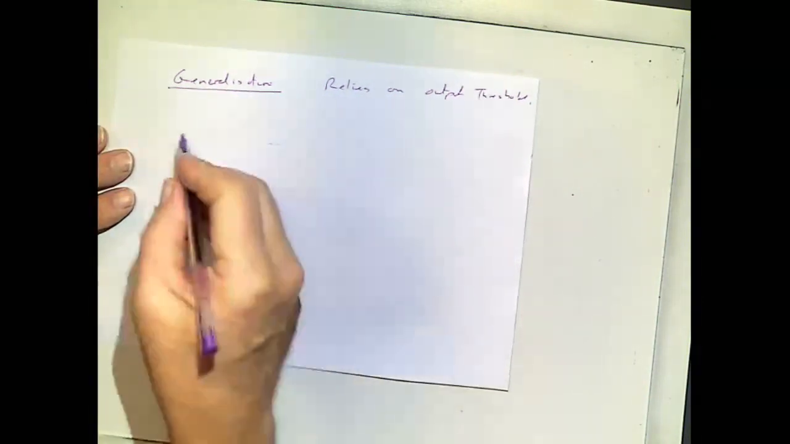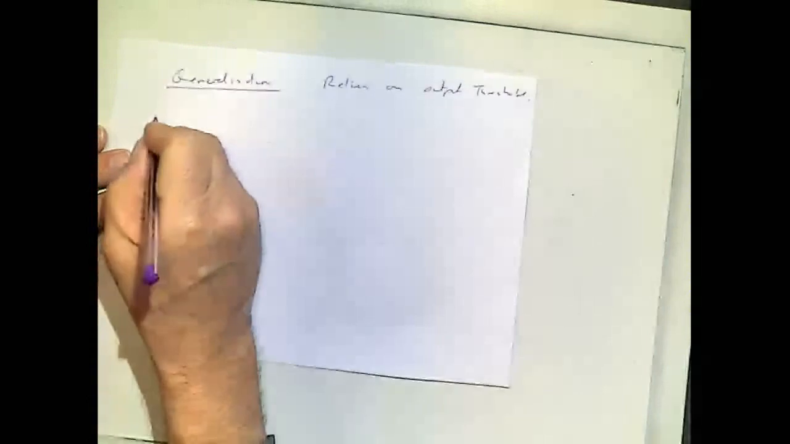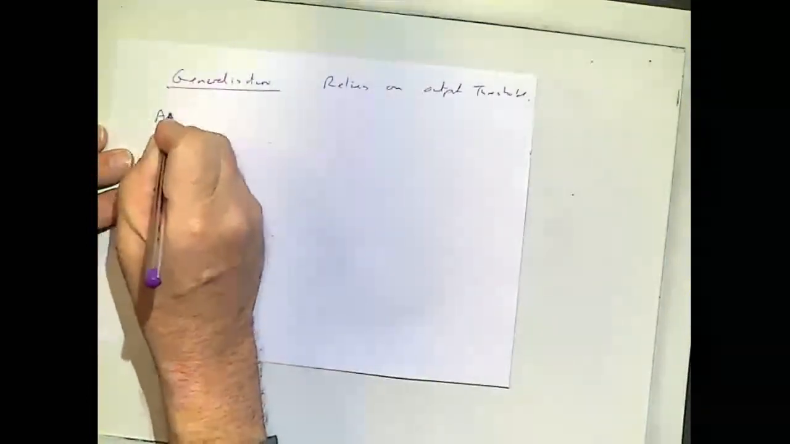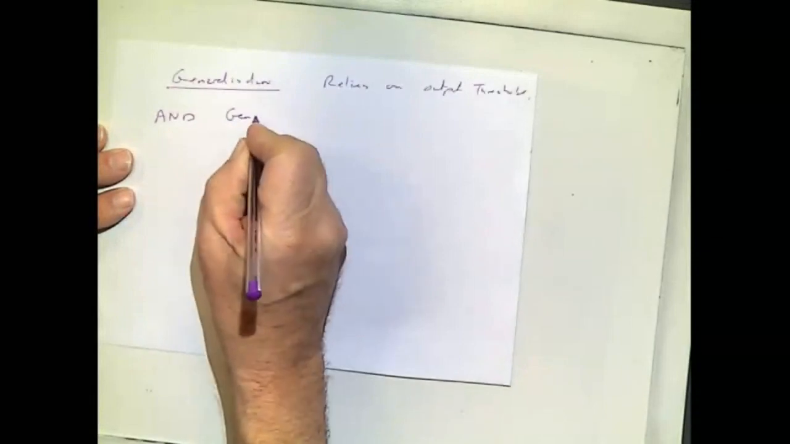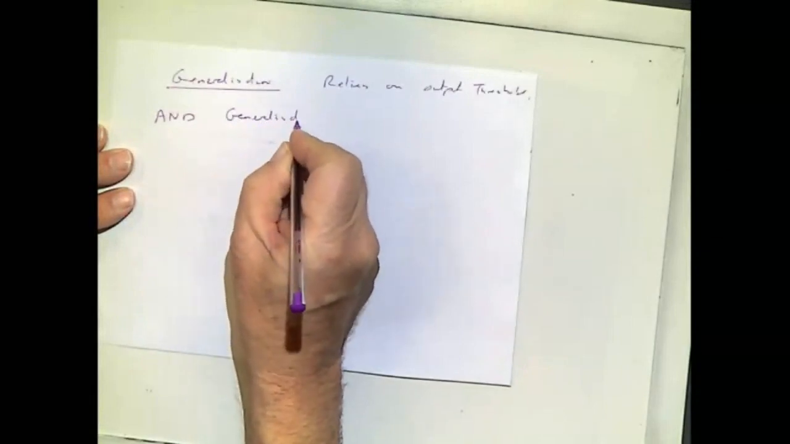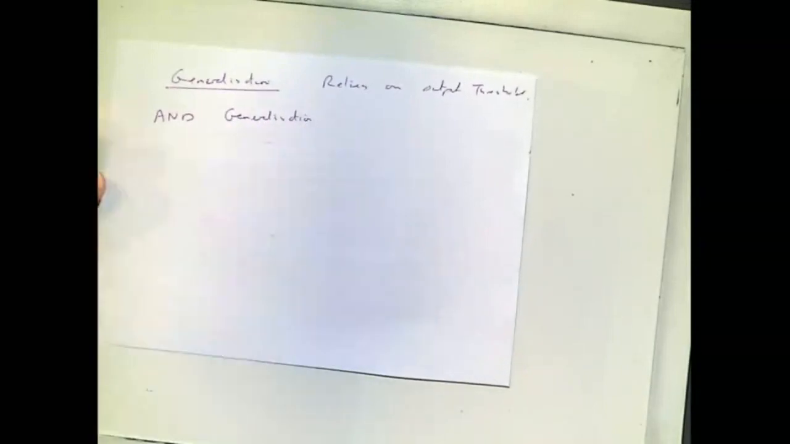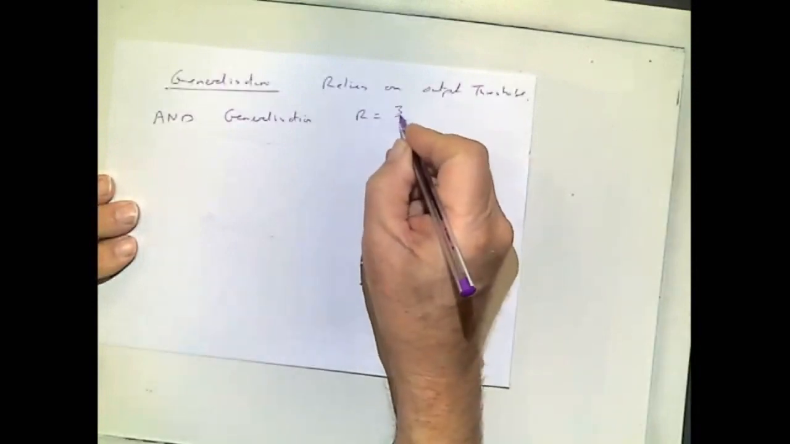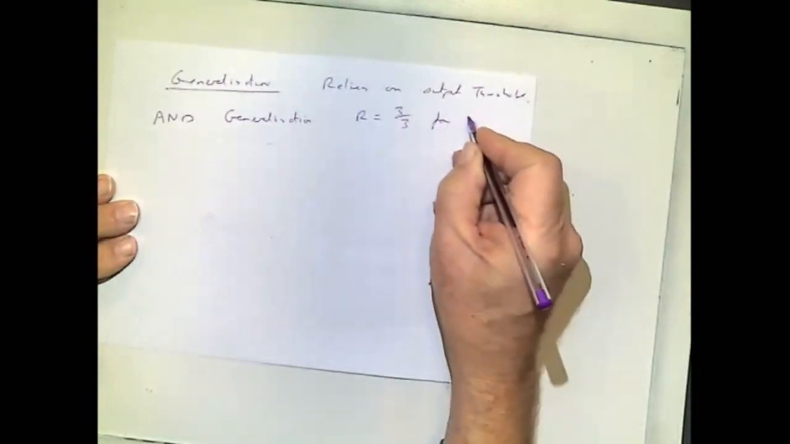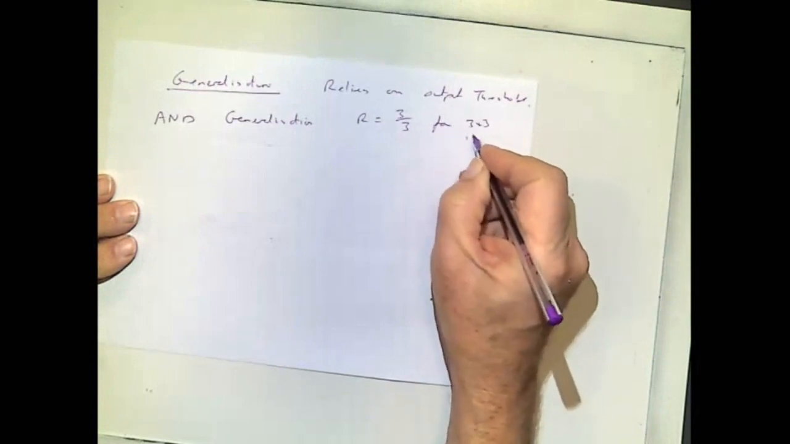So there are three types of generalization I want to look at. The first one is AND generalization. AND generalization is where, in the case of a simple example, the response is 3 out of 3 for a 3x3 image.